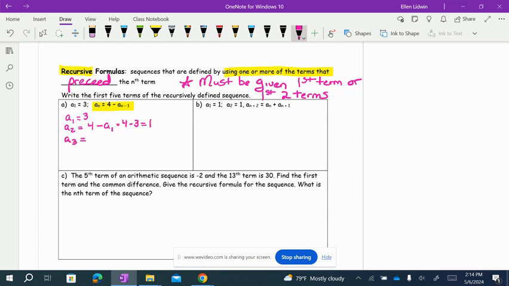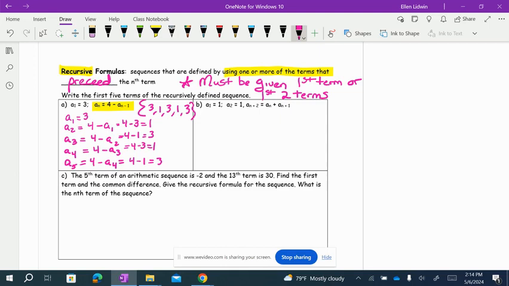A sub 3 would be 4 minus a sub 2, which is 4 minus 1 or 3. Our a sub 4 is 4 minus a sub 3, which is going to be 4 minus 3 or 1. And our a sub 5 is going to be 4 minus a sub 4, which is 4 minus 1, or 3. So our first 5 terms are 3, 1, 3, 1, 3. So it oscillates back and forth. So don't think that just because you're given a rule that it's going to wind up being a progression of numbers or a decrease of numbers.